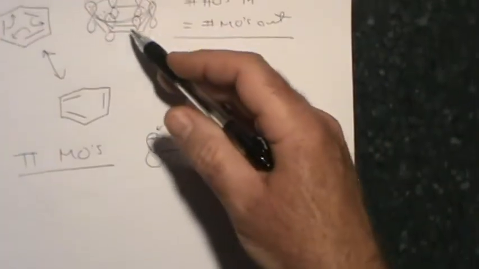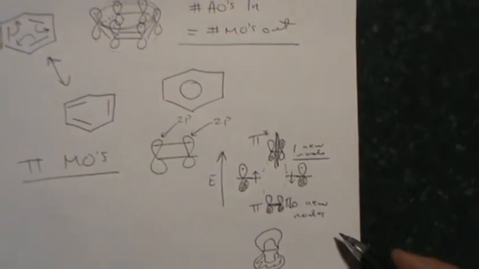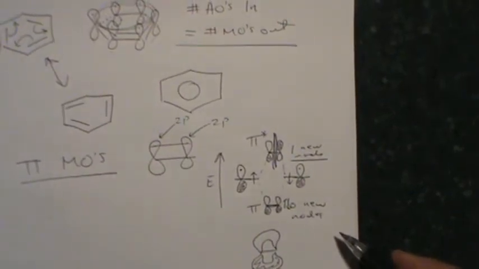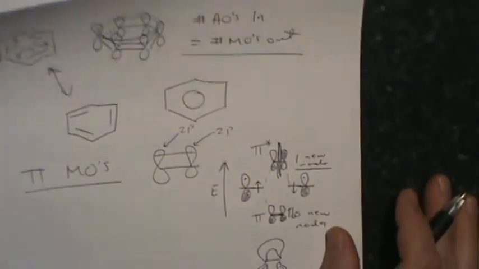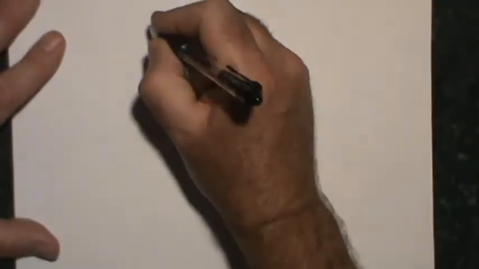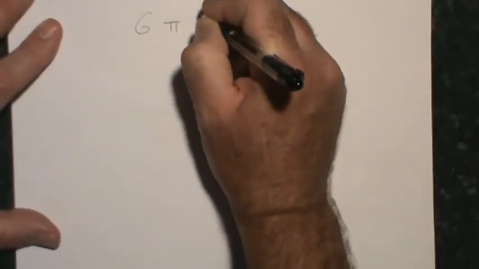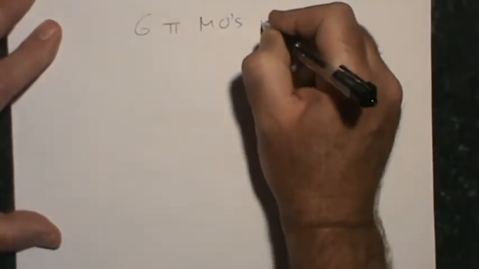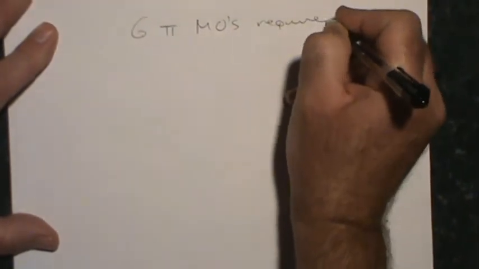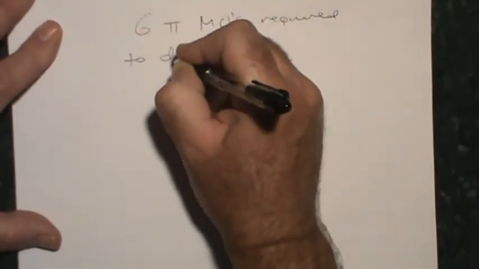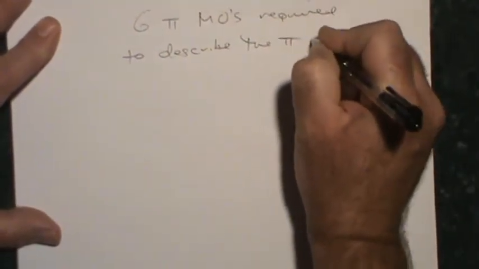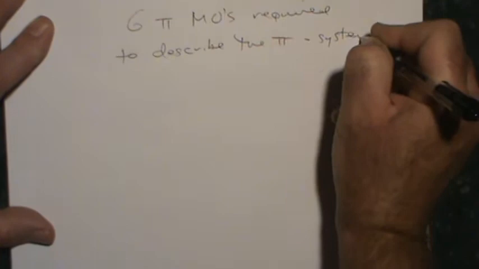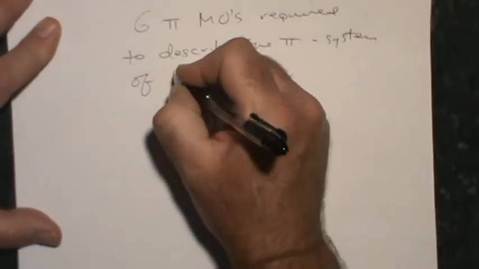There are 6 atomic 2p orbitals describing the pi system of benzene. 6 atomic orbitals in equals 6 pi molecular orbitals out. So we need 6 pi molecular orbitals to describe the pi system of benzene.